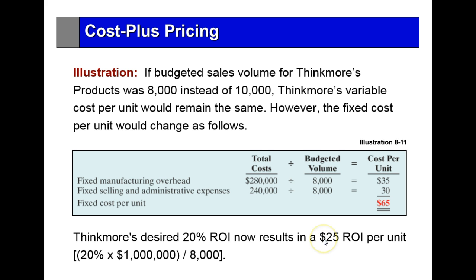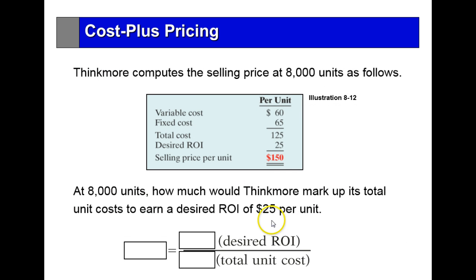Any questions on what I'm talking about? Thinkmore computes the selling price at 8,000 units based on our variable cost, our fixed cost, and our desired rate of return on investment, which means our new selling price needs to be 150 bucks. At 8,000 units, how much would Thinkmore mark up its total unit cost to earn that? 20%. So at 8,000 units, it's got to mark it up 20%, which is similar to the return on investment they're wanting to get.